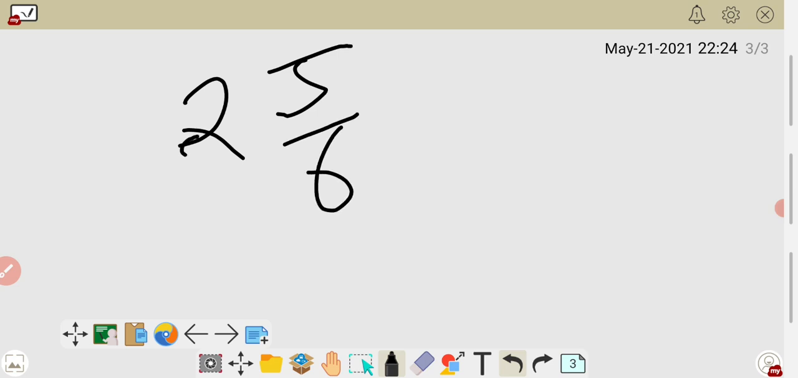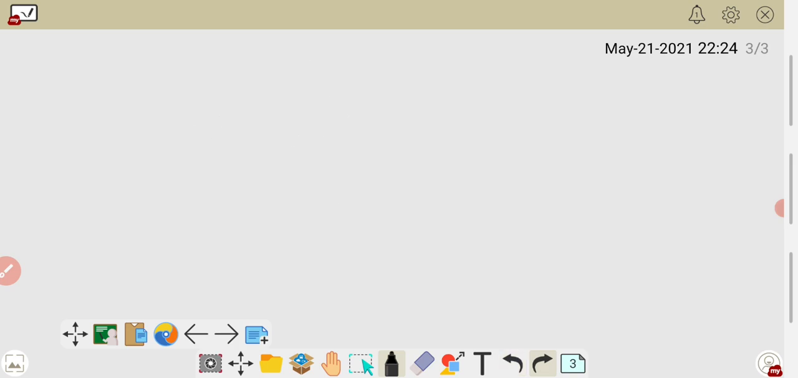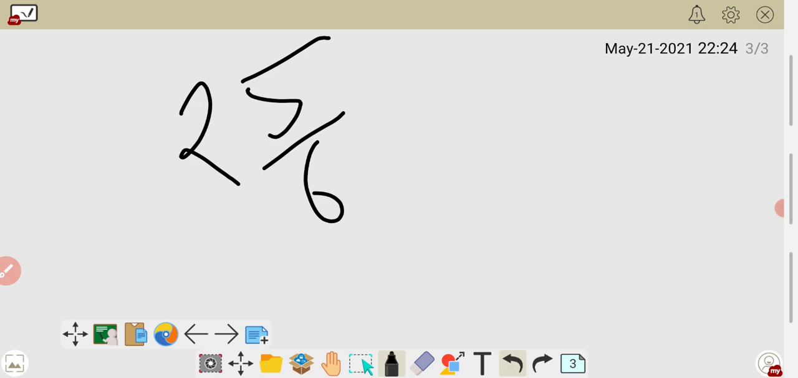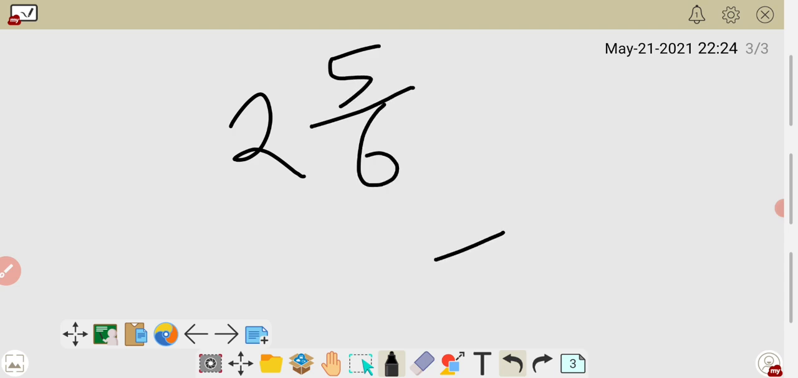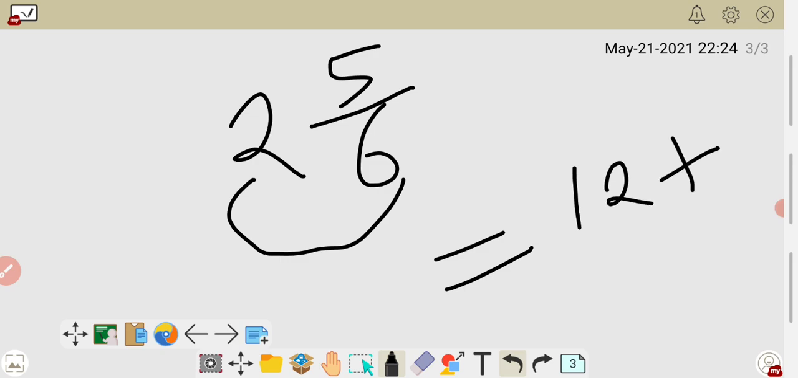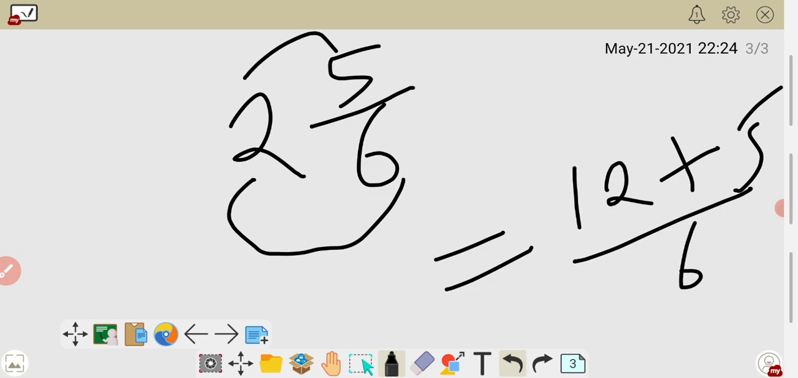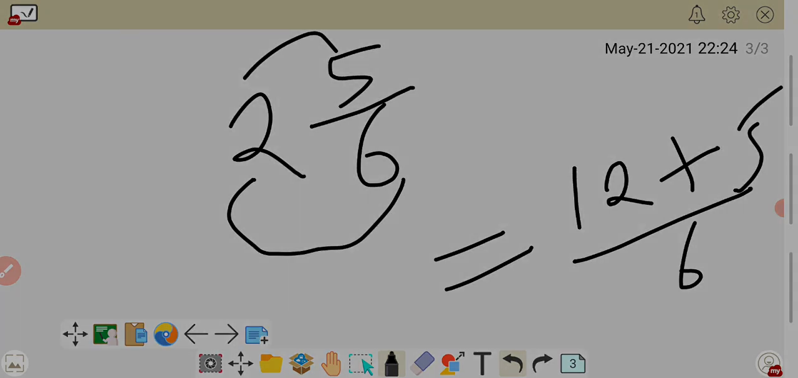So first you have to convert this mixed fraction into a normal fraction. I am writing it again: 2 5 by 6. How can we convert? Multiply 6 by 2, what do you get here? 12. Then plus the upper part, which is 5, and the lower part is 6. When you add 12 plus 5, what do you get? 17. So you get 17 upon 6.